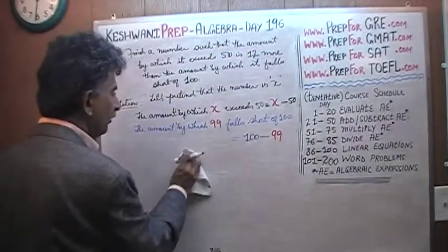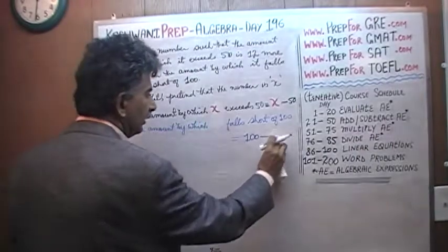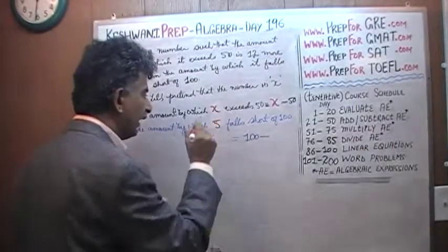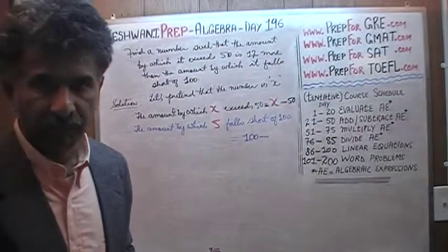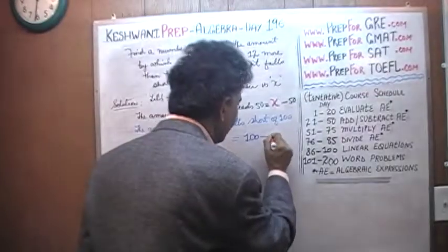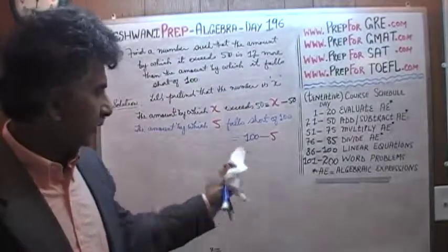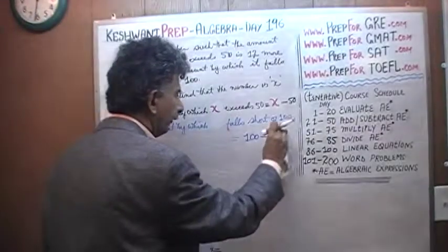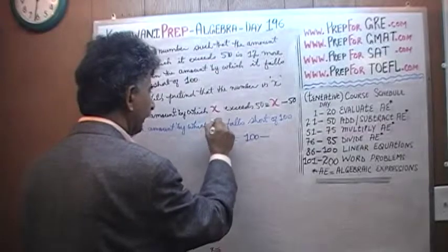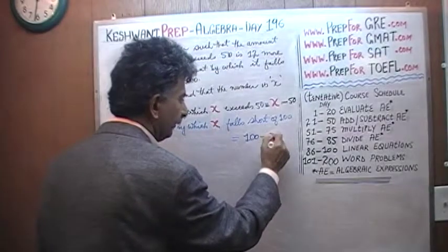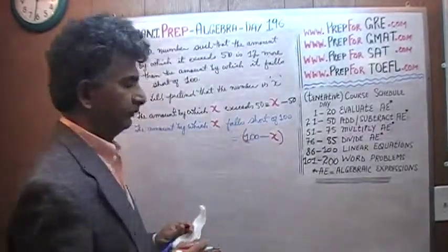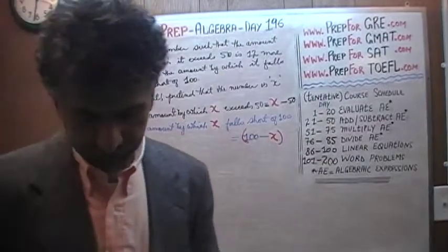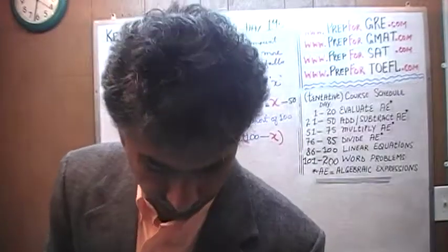The amount by which 5 falls short of 100 is 95. How did we find that? By doing 100 minus 5. Similarly, the amount by which x falls short of 100 is 100 minus x. There you go. That's it. The rest is downhill. Now we can have our equation.